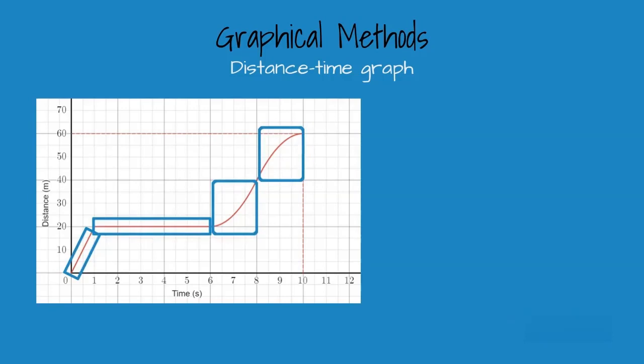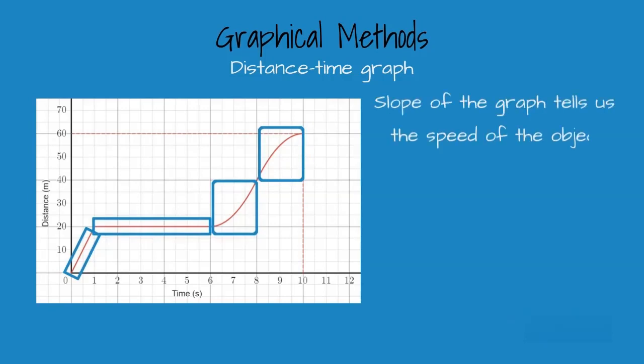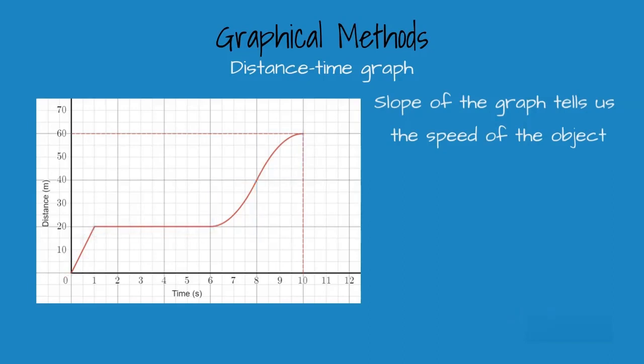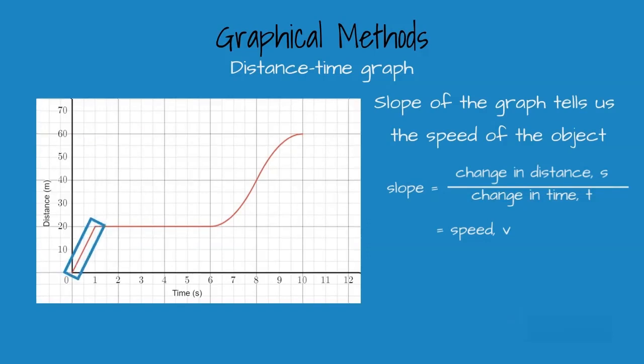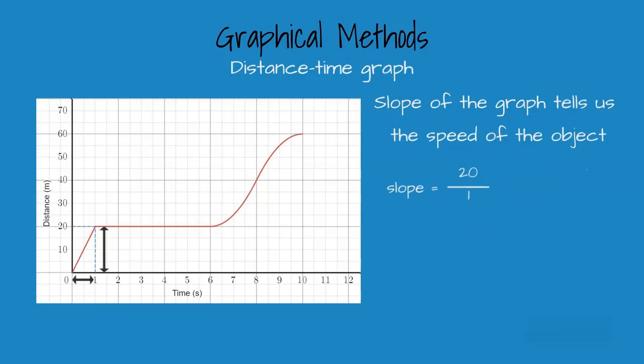The important thing to know is that the slope of the graph at any point tells us the speed the object is traveling at that time. This is because if you take any 2 points on the graph, its slope is equal to the change in distance divided by the change in time, which is the formula for speed. So, in this first section, the object traveled 20 meters in 1 second, so the slope will be 20 divided by 1, or the speed will be 20 meters per second. In other words, as the distance time graph during this period is a straight line, the speed is constant.